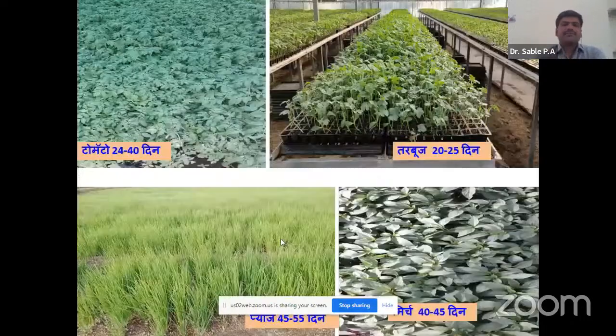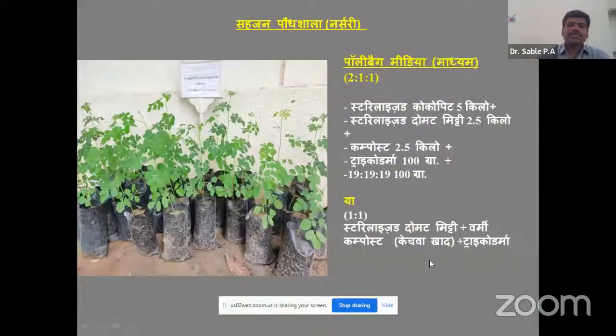This is hardening. Likewise, here we can see the proper seedling age ready for transplanting: tomato is 24 to 40 days. Then, as per our earlier discussion, watermelon, then onion, that is 45 to 55 days, after this will be ready for transplanting, and chili 40 to 45 days. Then, this is a drumstick.